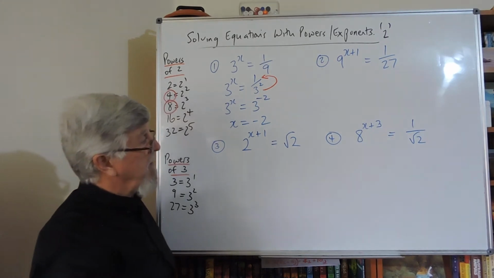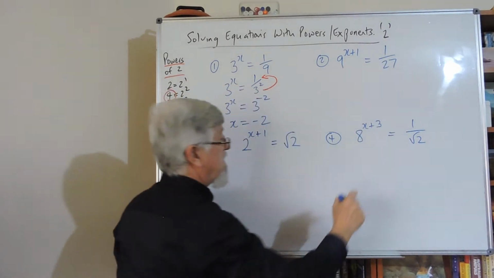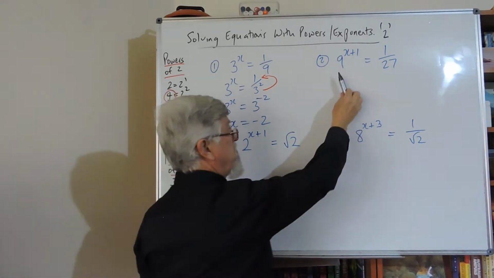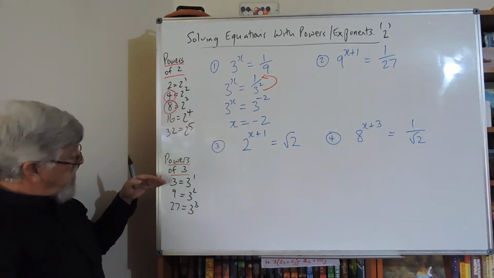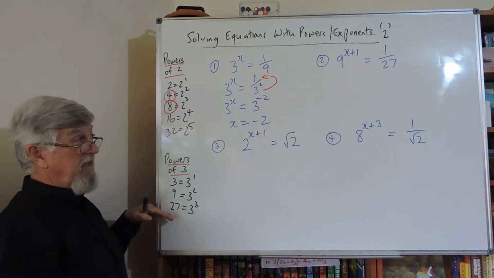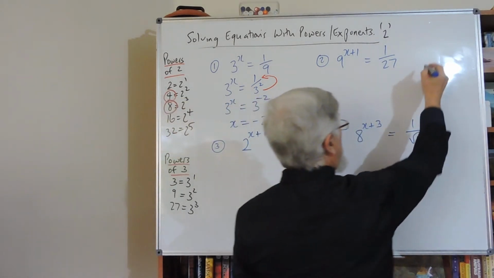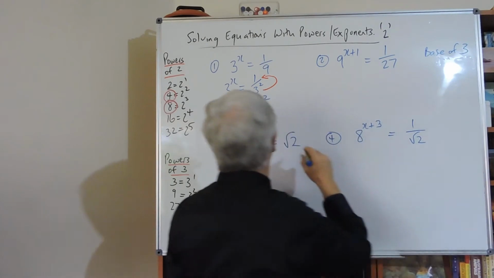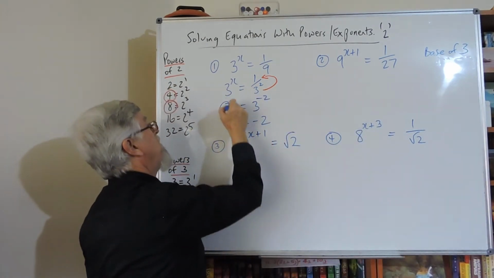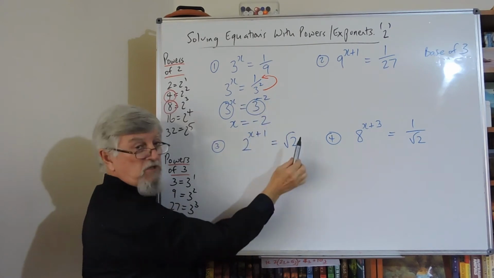Let's have a look at the second one, more complicated. It's got a 9, it's got a 27. So if you're comfortable with your powers, 3 squared is 9, 3 cubed is 27. If not, you can have written down 3, 9, 27. So you start to get the hang of it and see what it's actually doing. So I want to write this with a base of 3. Over here, I was writing also with a base of 3. And once they're both written with a base of 3, I can write the equation down.